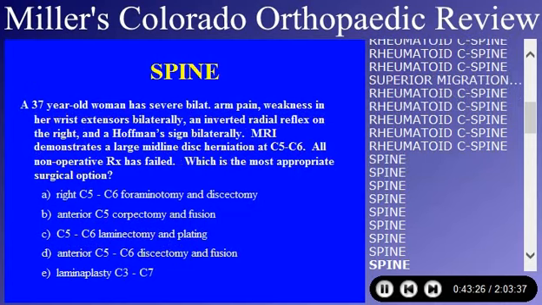Okay, a 37-year-old woman has severe bilateral arm pain, weakness in her wrist extensors bilaterally, an inverted radial reflex on the right, and a Hoffman sign bilaterally. MRI demonstrates a large midline disc herniation at C5, C6. All non-operative treatment has failed. Which is the most appropriate surgical option?